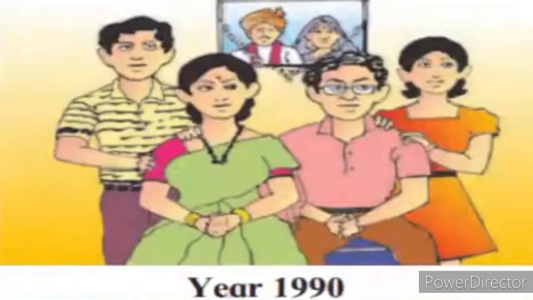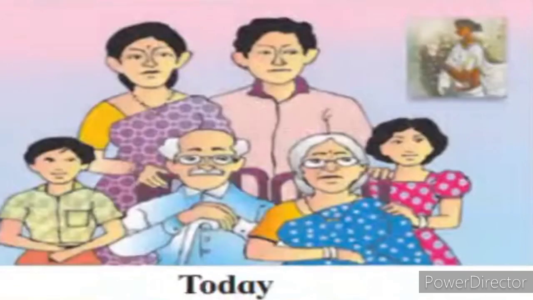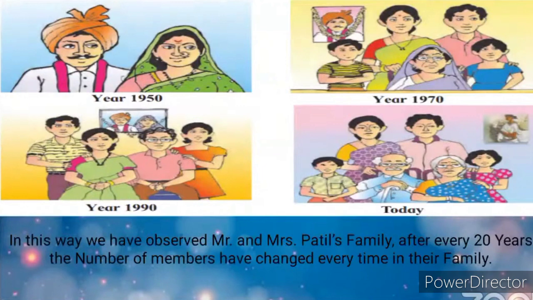Then, in the year 1990, we can see that Mrs. Patil is also no more, and their son Arun and his wife have grown old, and even their children have grown up. And in the last picture, it shows that Arun and his wife have become too old. Their son got married and he is having two children. Now, if you noticed, after every 20 years, the number of members has changed in their family.